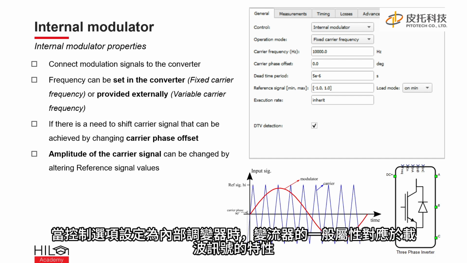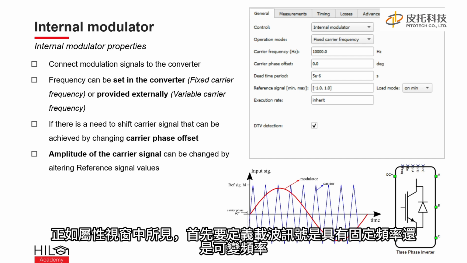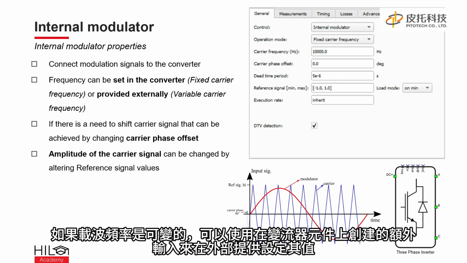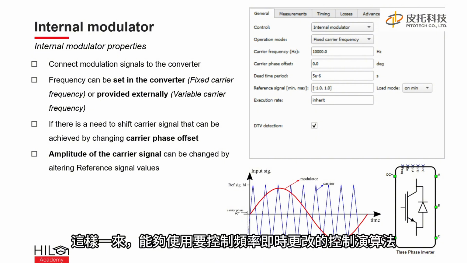When the control option is set to internal modulator, general properties of the converter correspond to characteristics of the carrier signal. As you can see in the properties window, you first define whether the carrier signal has a fixed or variable frequency. If the carrier frequency is fixed, you can set it directly in the property window. If the carrier frequency is variable, you can provide its value externally using the additional input created on the converter component. This enables the use of control algorithms that require the control frequency to change in real time.